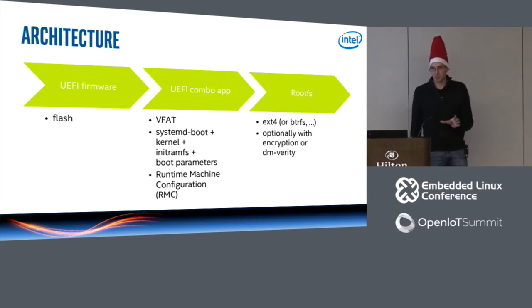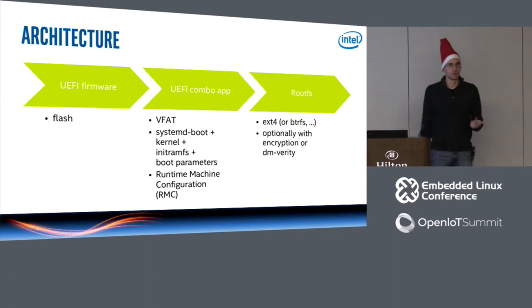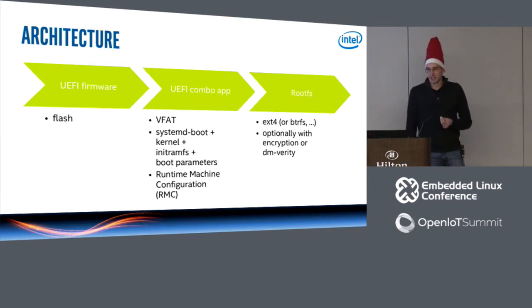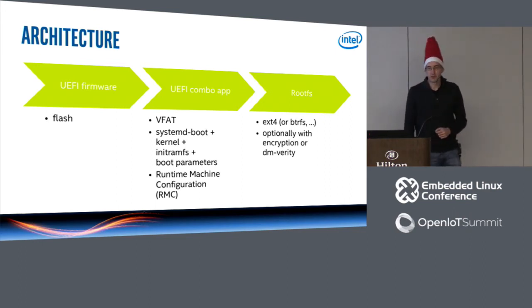The other parts of that combo app, as we call it, are the kernel, the initramfs, and some boot parameters, like what our root file system is, or whether we boot with read-only, read-write, with traditional kernel boot parameters. And that's all in one file, and we can use secure boot signing to sign that entire blob. And then the verification in a secure boot enabled device is from the firmware to that chunk of components, and inside those components, we then activate the integrity protection of the root file system, which is the interesting part when it comes to the rootfs.